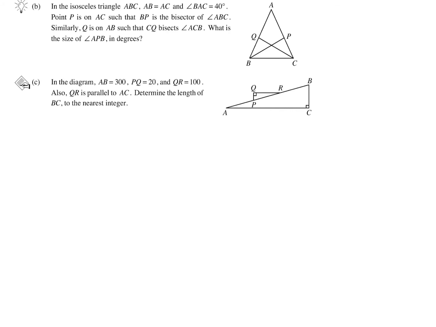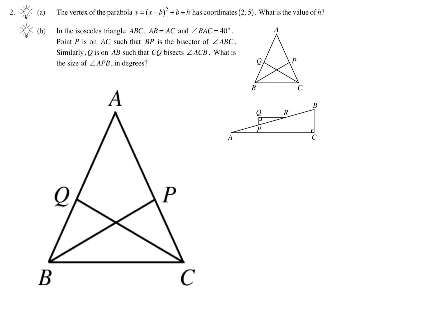So let's blow this up a bit. All right, so let's start labeling this. BAC is 40, so this angle is 40. Point P is on AC, so it's right here, such that BP is the bisector of angle ABC. So ABC is this angle, and BP cuts that angle in half. So I'll call this X, and I'll call this X.